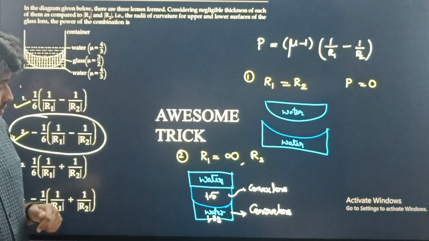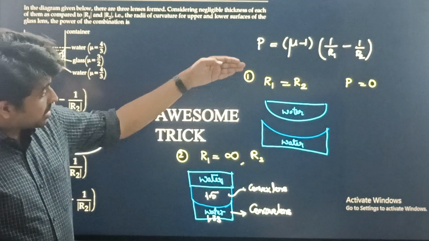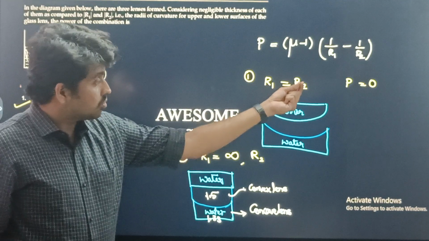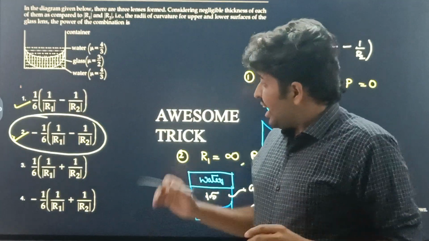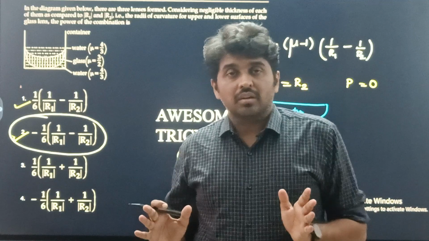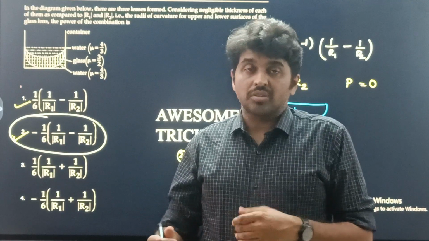I've taken time to explain, but if you just put in this R1 and R2, it will take at most 30 seconds, and this is much better than doing a very lengthy solution from the exam point of view.